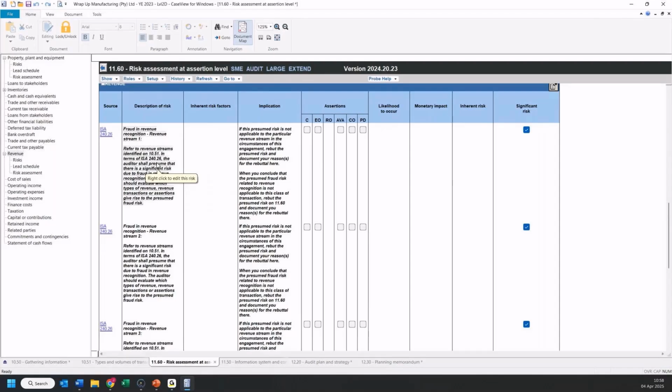So in other words, documenting why there is no risk of material misstatement for any of the assertions, and then you are good to go. Right. In our consideration, we need to document a fraud risk.